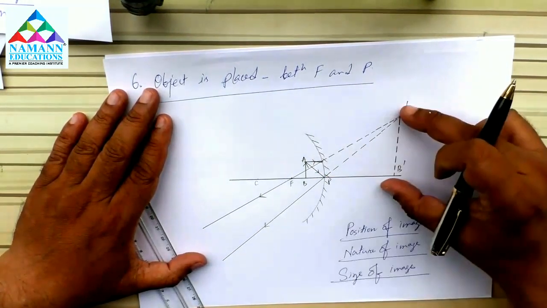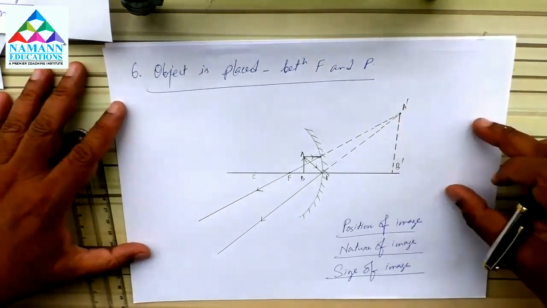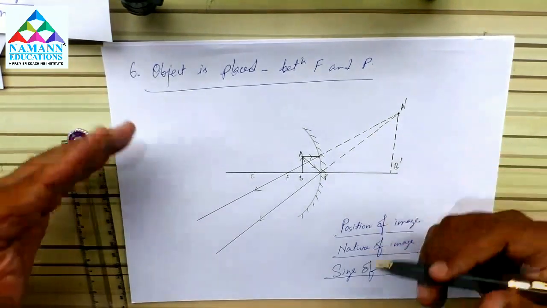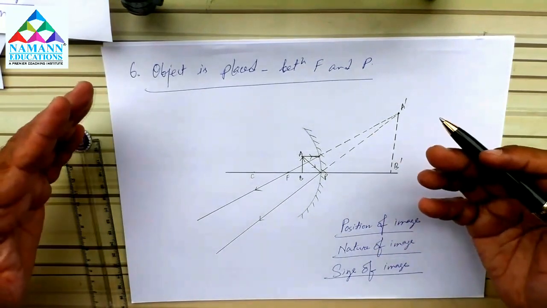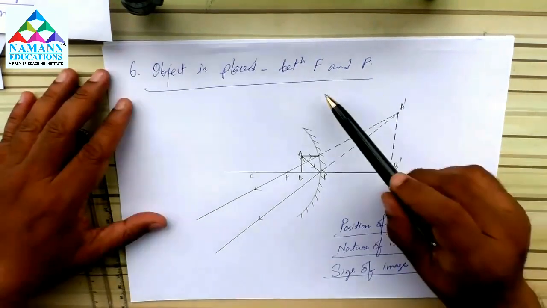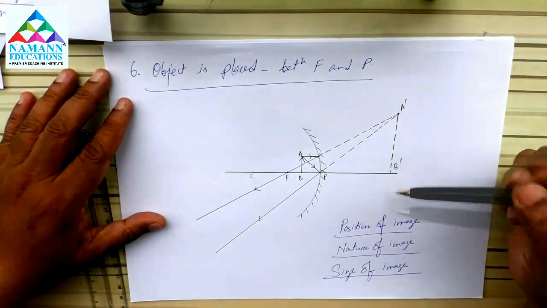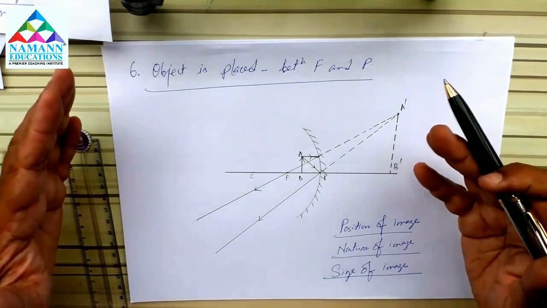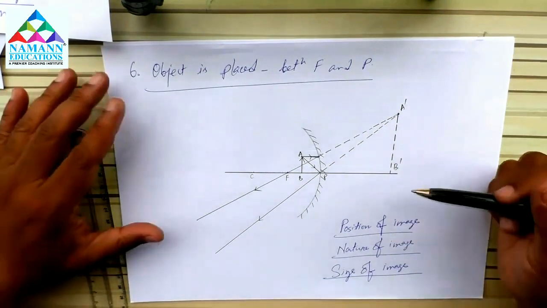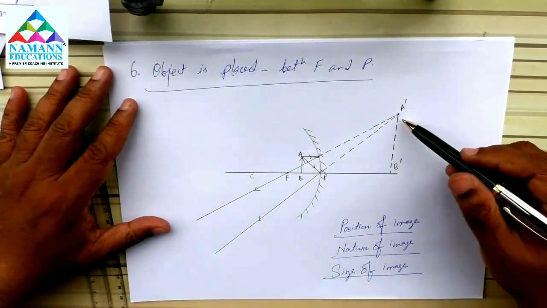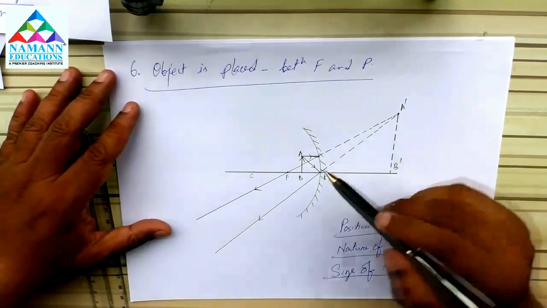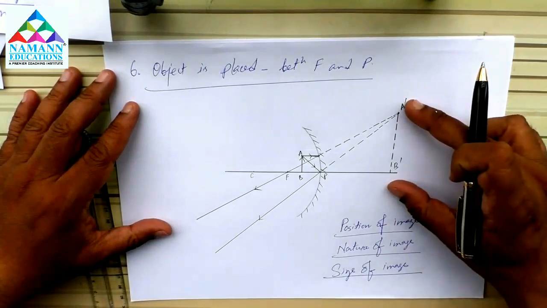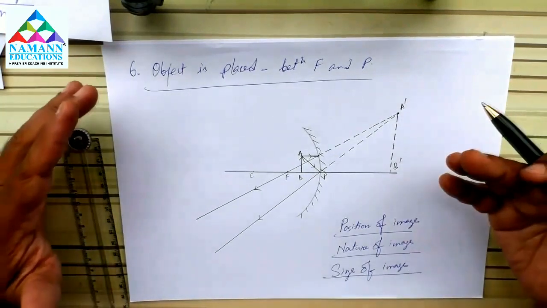So this is one of the most important diagrams, because out of the 6 diagrams, all 5 formed real and inverted image, and the 6th one, for the position between focus and pole, we get virtual image which is highly magnified. And this is a very important property of concave mirror. Because of this property, concave mirrors are used as makeup mirror, shaving mirror, because if you place your face between focus and pole, highly magnified image of the face can be seen, and that will help in doing shaving easily and in makeup also.